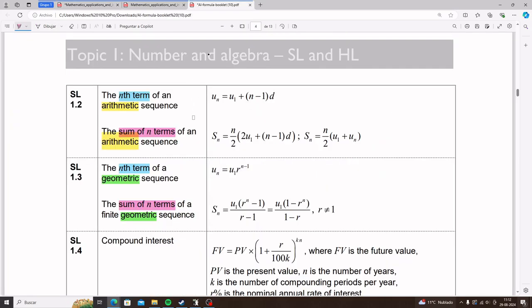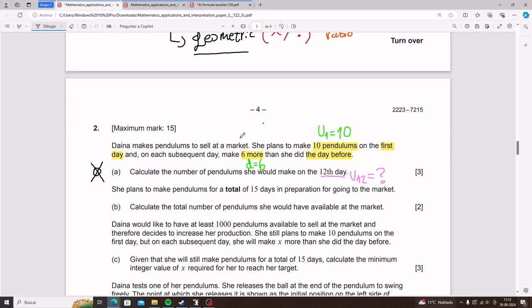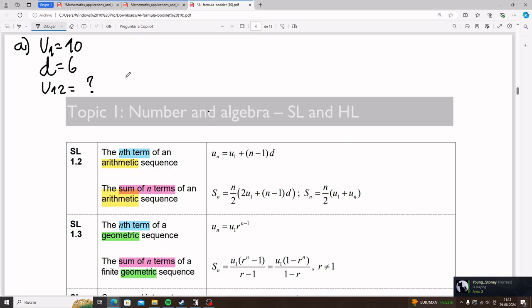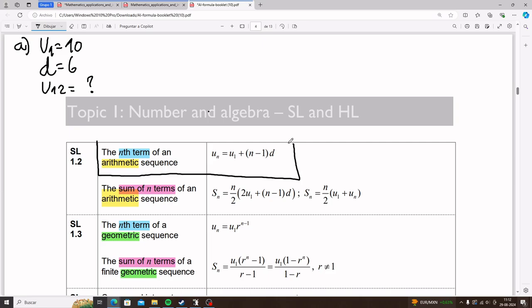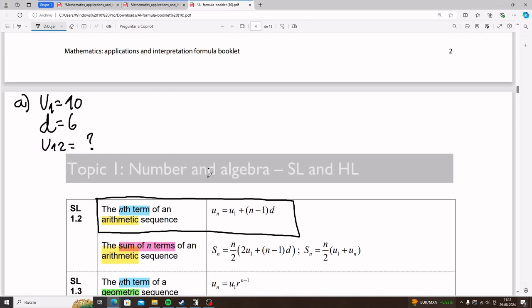So in the formula booklet, I know right now from the exercise, we'll do it over here, it's fine. I know from part A that U1 is 10, that D is 6, and that I'm trying to find U12, sorry, U12. That's what I'm trying to find, right? And because I'm looking for the nth term, I need to be using the formula up top, of course. That's going to be my first option. If that doesn't work, we probably need to get creative using something else. But right now, it works if you just go to your first option.